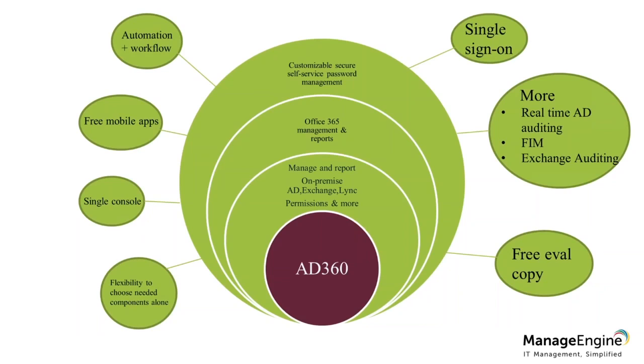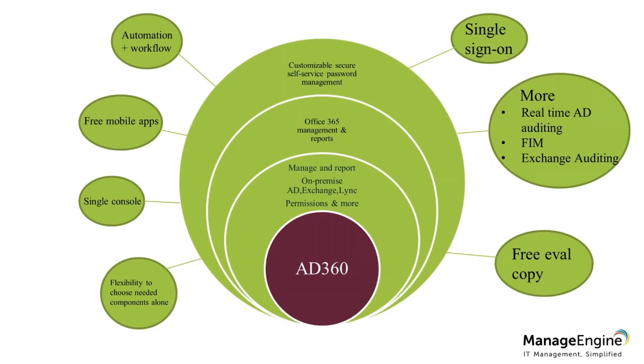And what does this tool do? It encompasses quite a few products put together. Starting with, you could manage and report on-premise Active Directory, Exchange, Lync, permissions, and more. You could play with Office 365 management and reports. Then you've got a tool that will specifically take care of your customizable, secure self-service password management. When I say secure self-service password management, your on-premise and Office 365 passwords can be synced. So a two-step process is being broken into one right now. This, in my opinion, is a game changer.